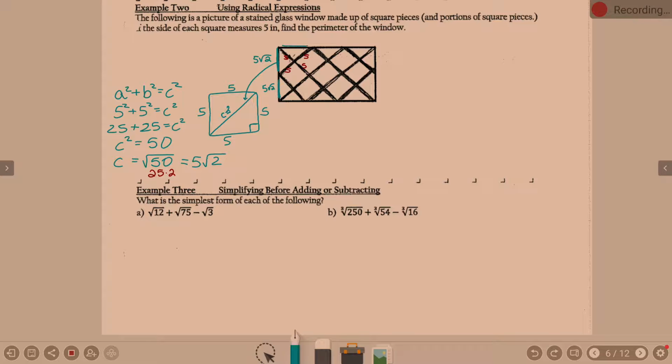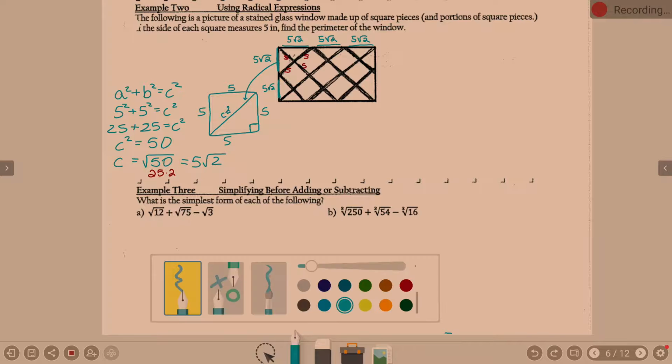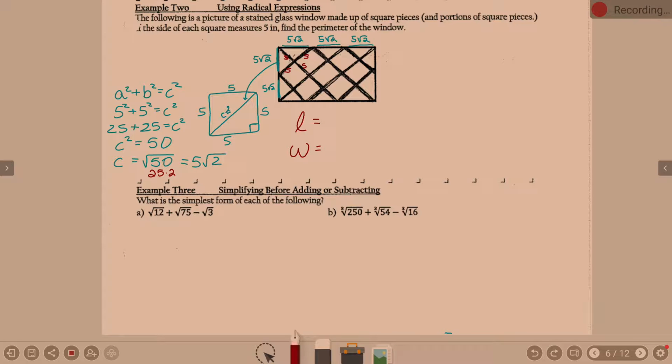What about across the top? We have 5 square root of 2, 5 square root of 2, and 5 square root of 2. The good news is we only had to do this once, since all the squares are the same, right? Okay, so my question to you, how long and how wide is my window? This is what we've been learning today coming back into play. How long is this stained glass window?